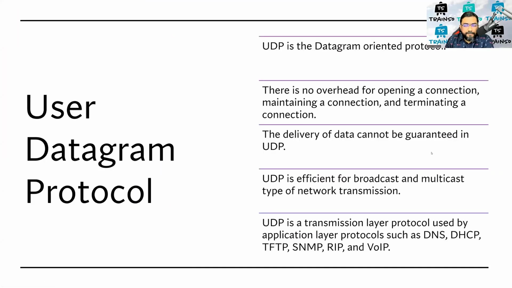So user datagram protocol, it is a datagram oriented protocol. There is no overhead for opening a connection, maintaining a connection, terminating a connection. The delivery of data cannot be guaranteed though. UDP is efficient for broadcast and multicast type of network transmission. UDP is a transmission layer protocol like TCP. And this is used by application layer protocols such as DNS, DHCP, TFTP, SNMP, RIP, and voice over IP. So I still remember in my college days, in my pre-final year, we had designed a chat system using UDP.